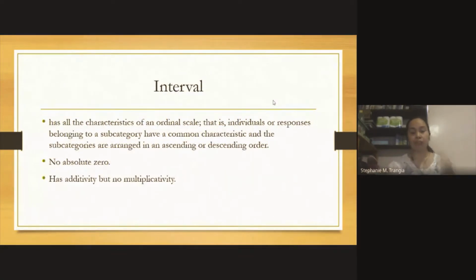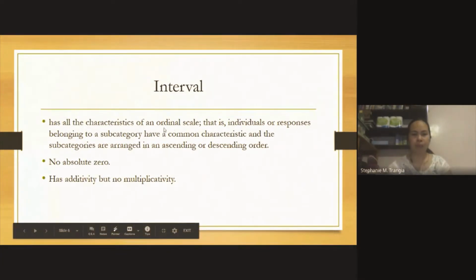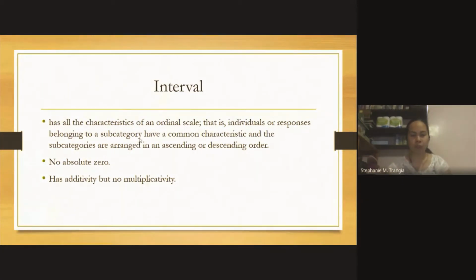Next, the interval scale. If I look at the interval scale, it is a special case of a ratio level. Okay? Because there are only two variables that belong to an interval scale, which I will discuss now. It has all the characteristics of an ordinal scale: individuals or responses belonging to a subcategory have a common characteristic, and the subcategories are arranged in ascending or descending order. It has no absolute zero.